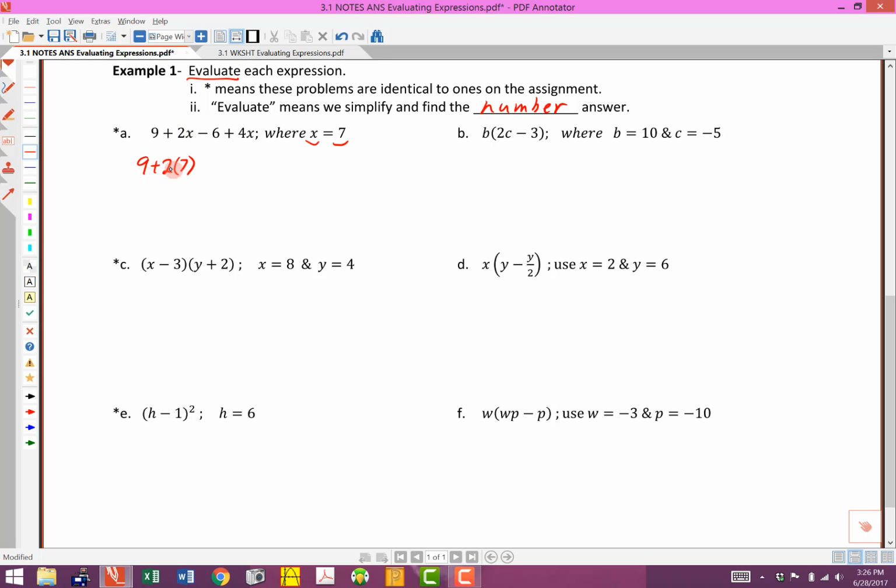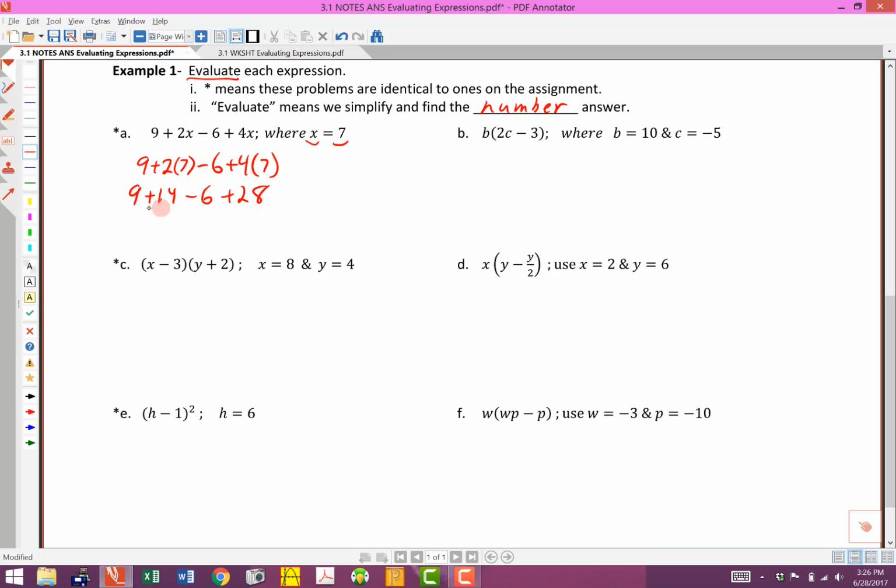So I've got 2x, 2 times 7, and then we've got minus 6, and then plus 4 times x, so that's going to be 4 times 7 once we substitute in. Now we're going to go through and do the order of operations. We've got addition, implied multiplication, subtraction, addition, implied multiplication. So let's do the multiplication first. So we're going to have 9 plus 2 times 7 is 14, minus the 6, 4 times 7 is 28.